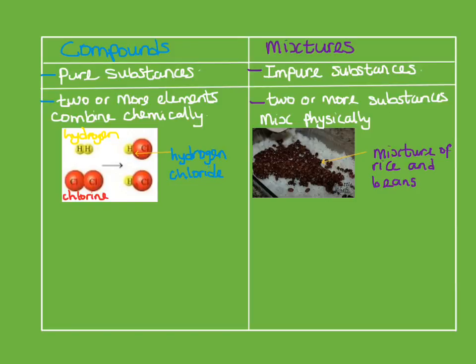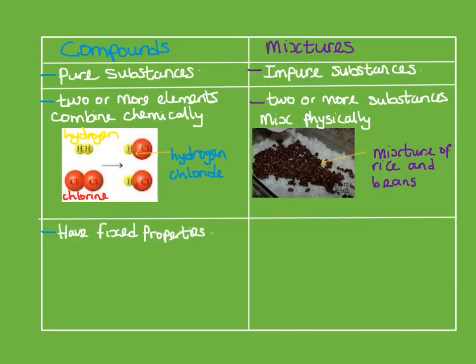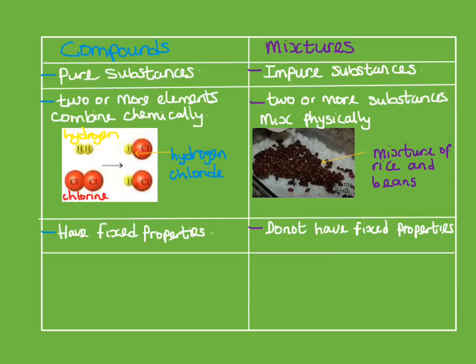Let's proceed with another difference. Compounds have fixed properties. That is, a particular compound will have a fixed temperature at which it melts and boils, while mixtures do not have a fixed property. That is, their properties depend on the nature of their components and the ratios in which they are combined.